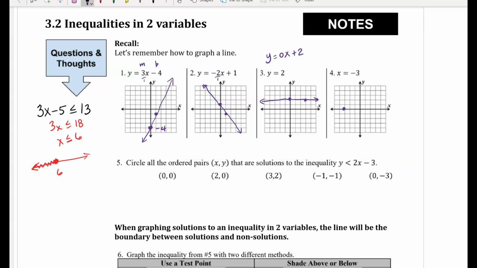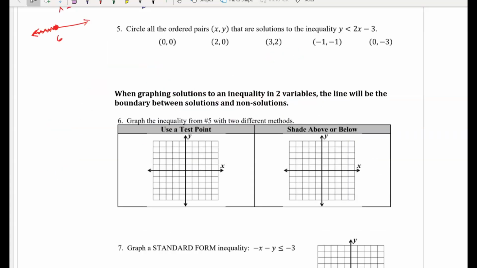So I can plot -3, 0. I can plot -3, 3. And you can see that those points lie on a vertical line. And as I said, these lines will serve as boundaries for our inequality. We're going to shade on one side of the line or the other, depending on whether we want greater than or less than. And that's where we're headed next.